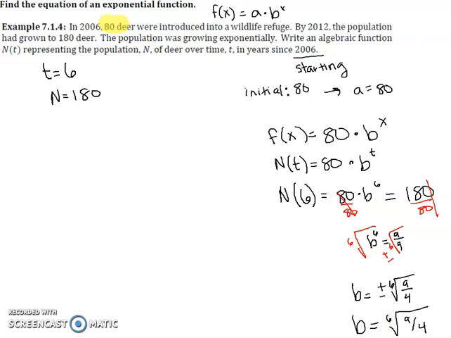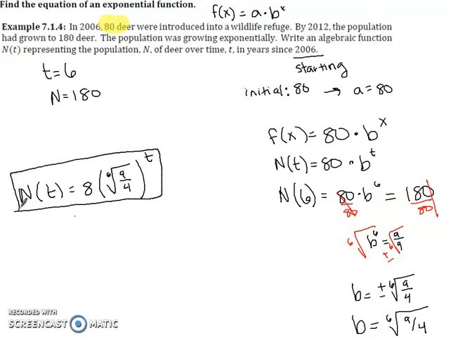So then I can take this and go back to my equation and plug in my value of b, and I am done. N of t is equal to 80 times the 6th root of 9 over 4 to the power of t. And we can use this to predict the number of deer at any time t. I'm going to go ahead and end this video here, and we'll pick up in our next video.